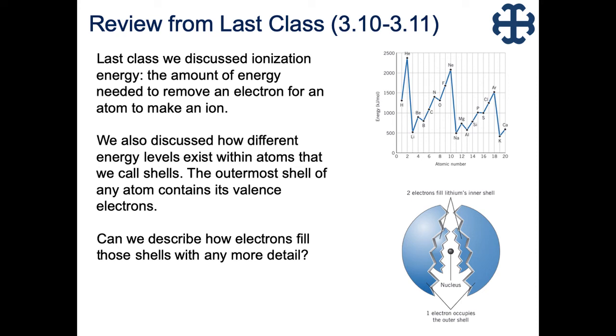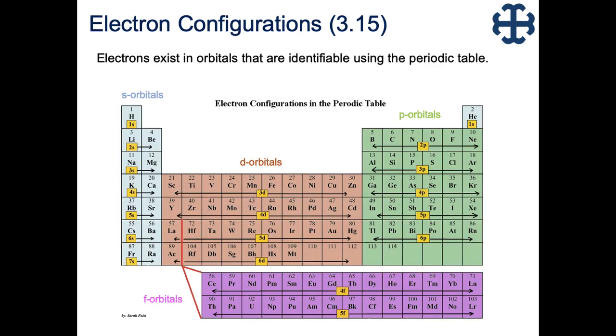So, moving on to class today, how can we better describe electrons yet? And in particular, how do they fill those shells and provide us with some more detail on their location and shape? So, unsurprisingly, we can go to the periodic table for some help. And we have different kinds of orbitals that are grouped on the periodic table.